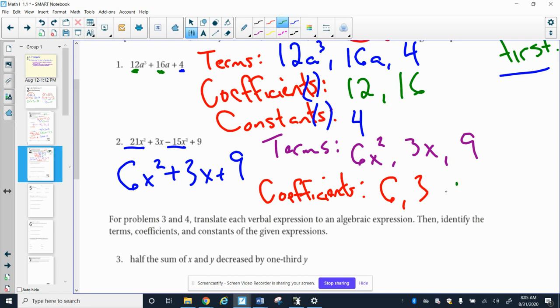And last, constant. There's only one right answer for all these. Our constant would just be 9. Anything else, if you put 3 with it or a 6 with it or anything else, that would be wrong for the constant. So that's our lesson for today. We're simplifying expressions. Then we're listing out our terms, coefficients, and constants, those 3 new vocabulary words.